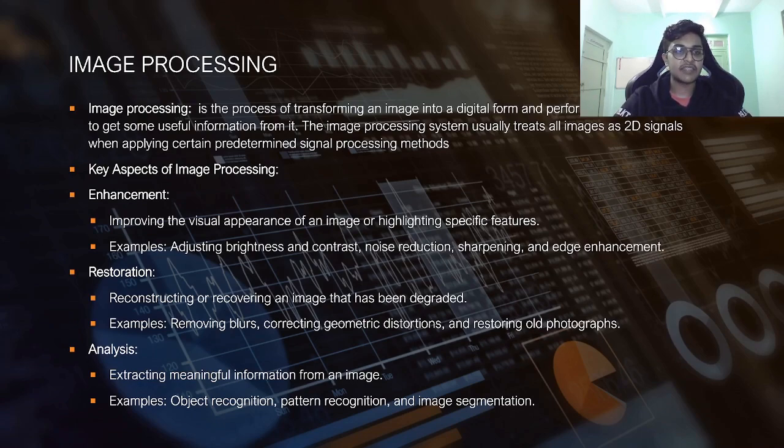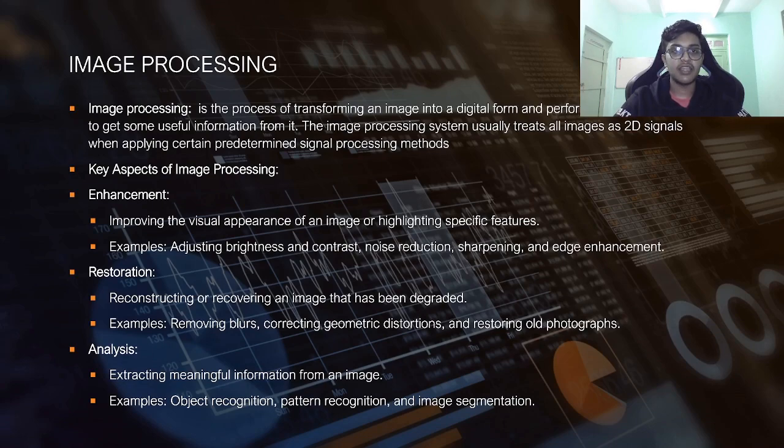Firstly, we have enhancement, improving the visual appearance of an image or highlighting specific features. Examples are adjusting brightness and contrast, noise reduction, sharpening and edge enhancement. Next, we have restoration, reconstruction or recovery of an image that has been degraded. Examples are removing blurs, correcting geometric distortions and restoring old photographs. Analysis, extracting meaningful information from an image. Examples are object recognition, pattern recognition and image segmentation.